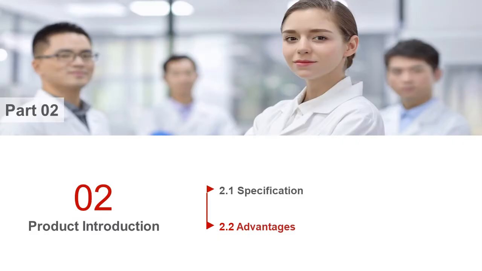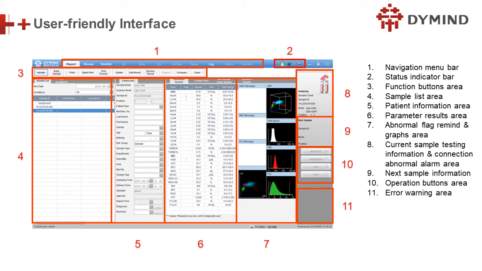So next is the advantage. User friendly. This is the software. You can see it's very similar to the LIS software, but easy to understand. This is the Dymind logo report. This is the navigation menu bar, and this is the status indicators. So we can change the report, review, work list, status, and log one by one.